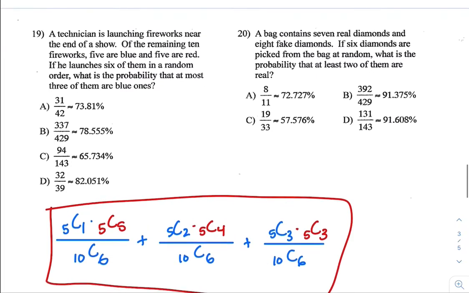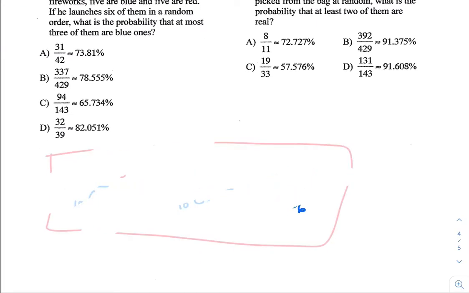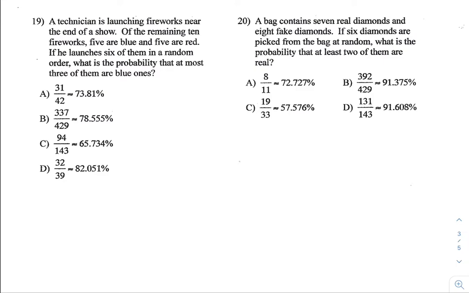Alright, last one. Alright, 19. Now, the only difference between 19 and 20 with 16, 17, 18 is the last statement says at most and at least. So we'll read it again. A technician is launching fireworks near the end of a show. Of the remaining 10 fireworks, 5 are blue, 5 are red. If he launches 6 of them in a random order, what's the probability that at most 3 of them are blue ones? Okay? So the key term right here is at most, right?